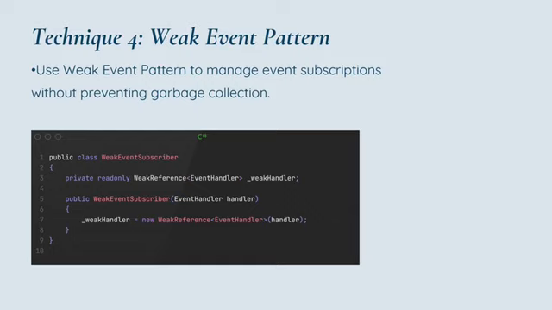And in C#, the weak event pattern helps manage event subscriptions without causing memory leaks. With this pattern, we use weak references, allowing objects to be collected when they are no longer needed. This is especially useful in long-lived applications, for example, like WPF. Instead of manual unsubscription, the system automatically cleans up event handlers.